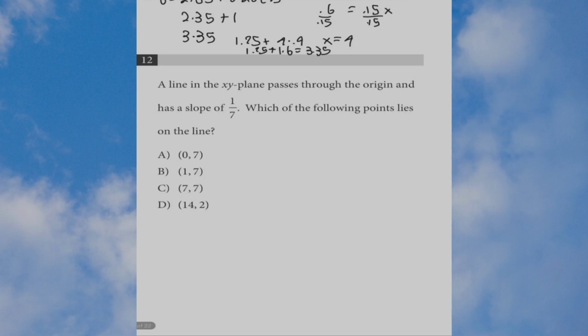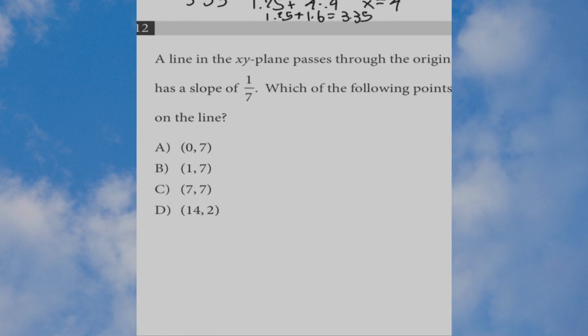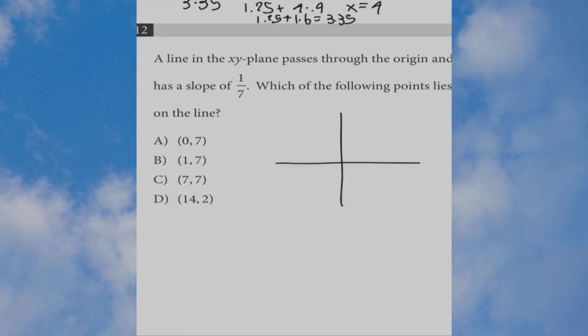A line in the xy plane passes through the origin and has a slope of 1 over 7. Which of the following points lie on the line? So we can visualize this quickly. If it passes through the origin, it crosses through (0, 0). That means it doesn't have a slope-intercept. The slope-intercept is 0. If it's going at a slope of 1 over 7, that means for every 1 increase in y, it goes over 7.